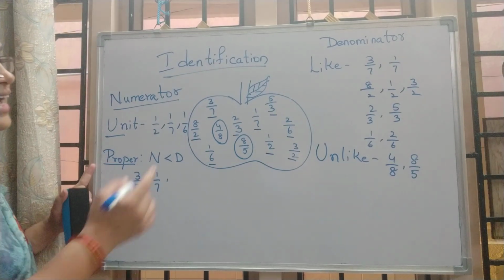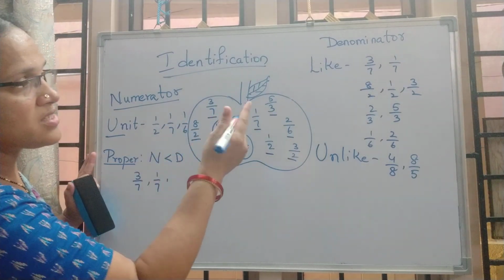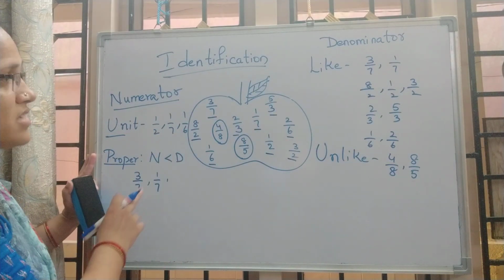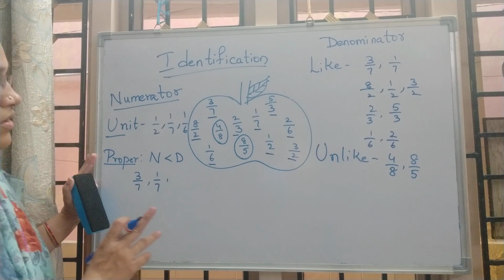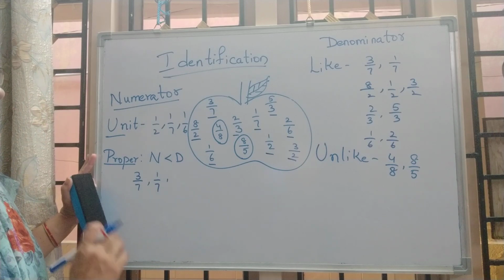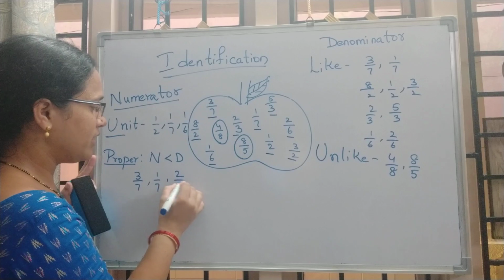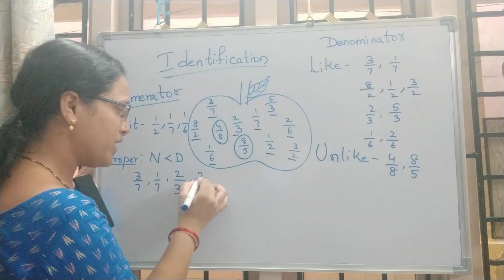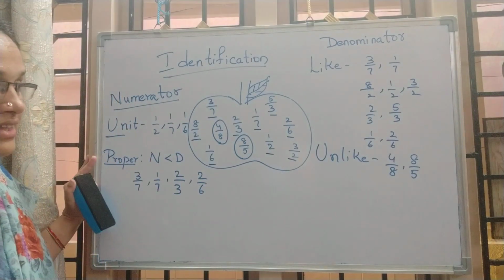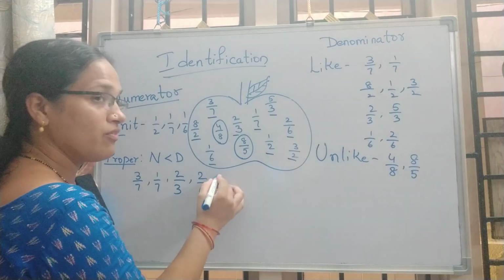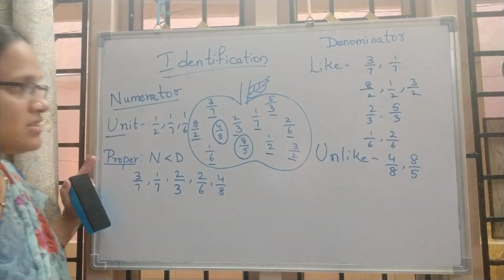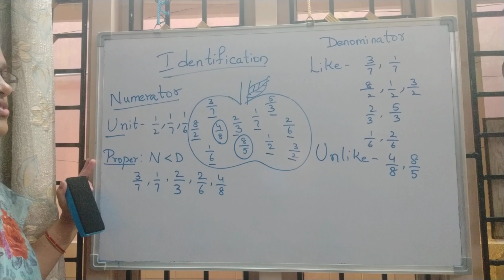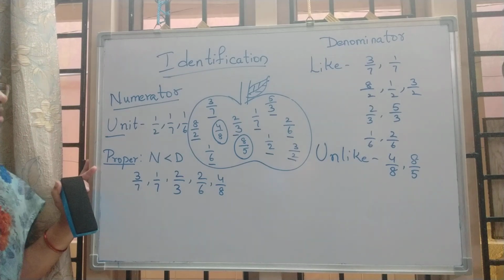Yes, yes. And then next, coming to the numbers, what are the other numbers which are there? 3 by 7, 1 by 7 are the proper fractions. After that 2 by 3, because the numerator is less than the denominator. Next 2 by 6, because the numerator is less than the denominator. Next 4 by 8, the numerator is less than the denominator. And the others are all greater.